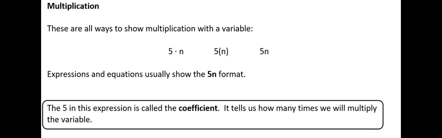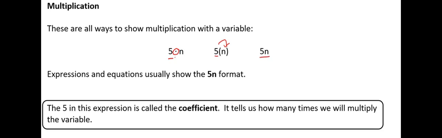Here are some different ways that we can show multiplication. The first one shows 5 times n. We need to get used to seeing that dot in the middle and thinking of it as a multiplication sign. Another way to show multiplication is if we have a number on the outside and then something on the inside parentheses. And in this case, we would read this as 5 times n.